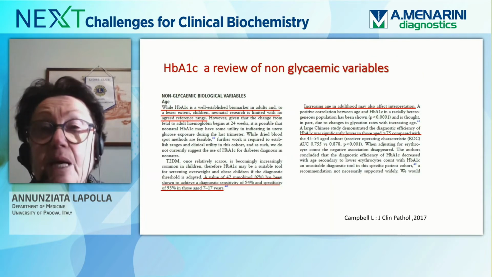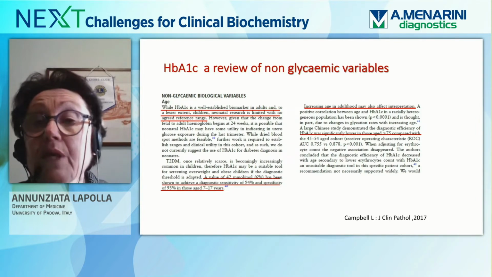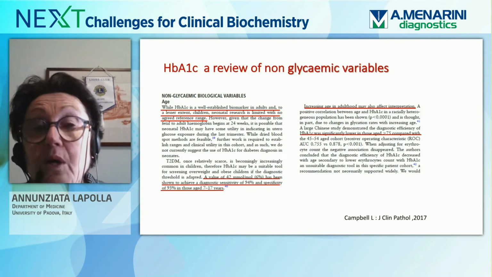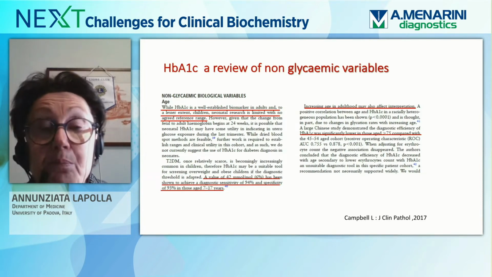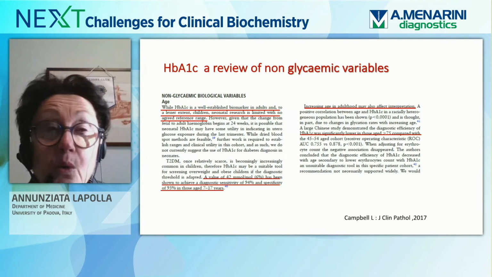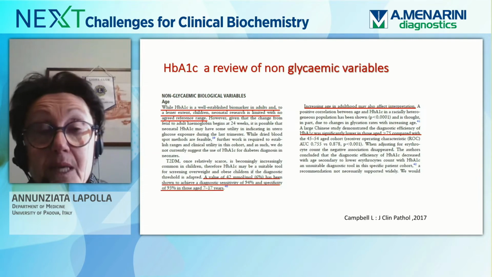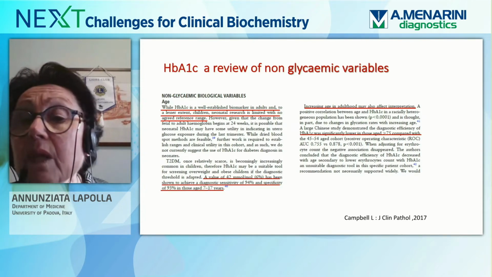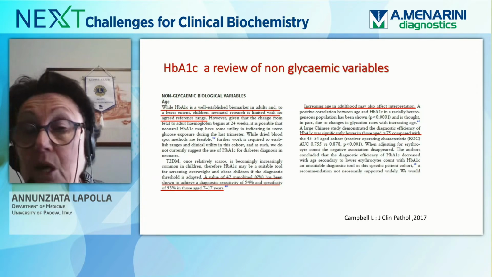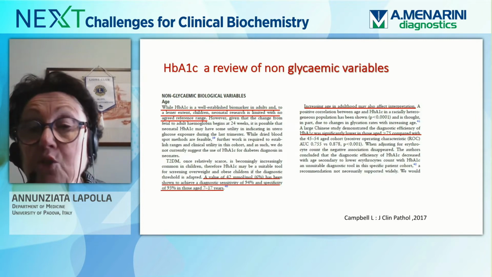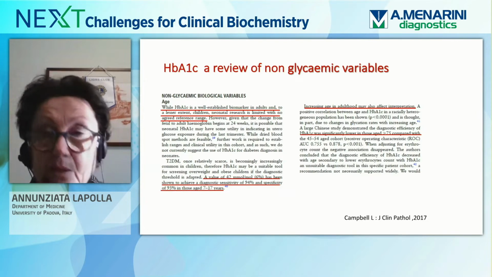But there are also some non-glycemic variables that we have to take into consideration when we look at HbA1c levels. Age is important in determining some variation of HbA1c, and we don't know what the best levels of HbA1c are in young patients. Also, an increase in adult age might be a problem. What you can keep in mind is that when a patient is older, the rate of glycation is a little bit higher.